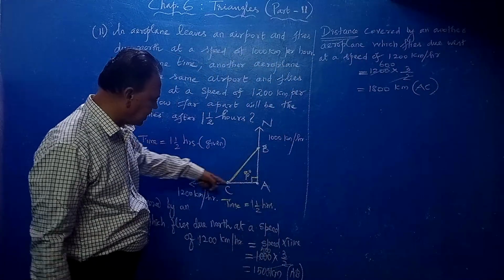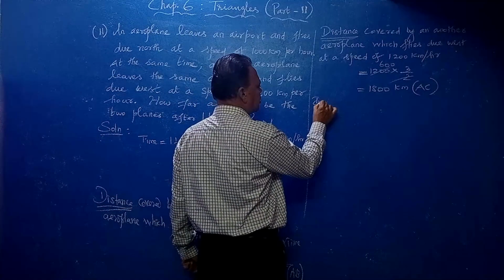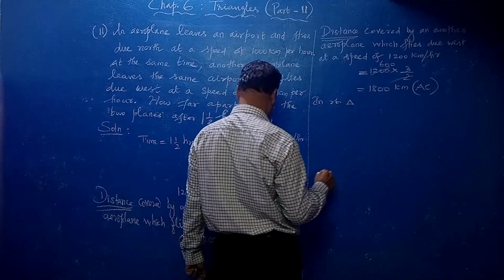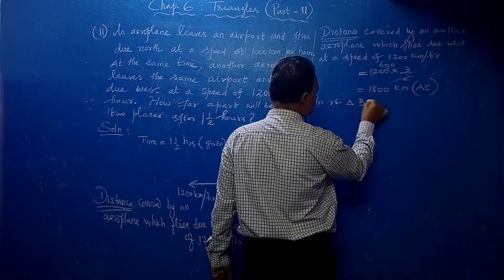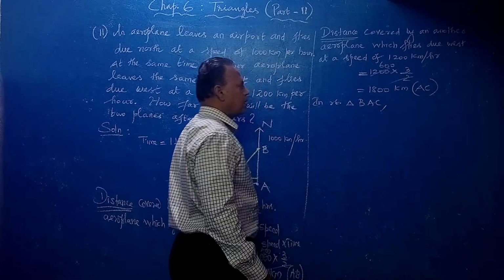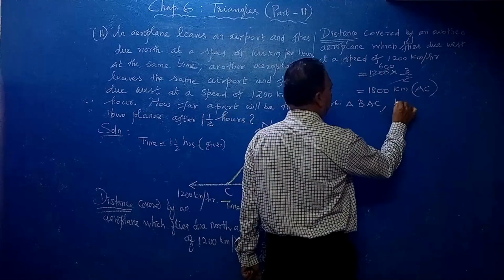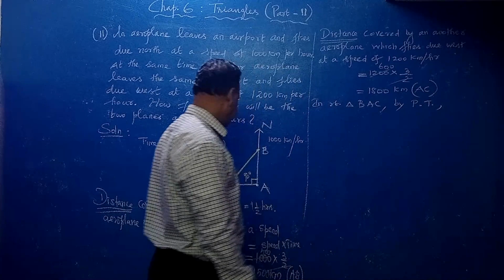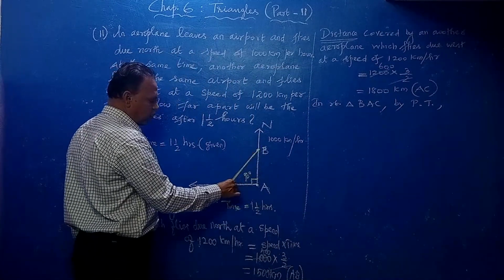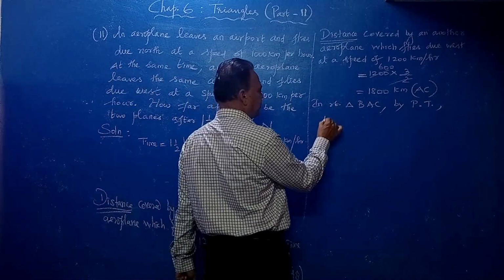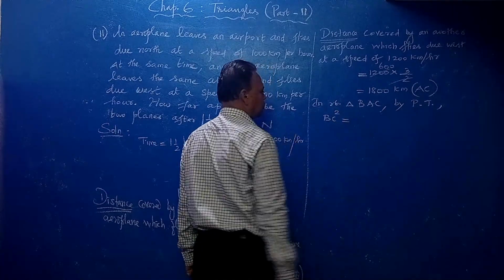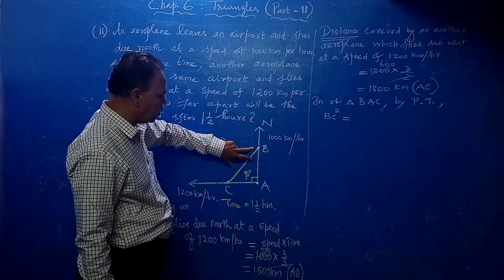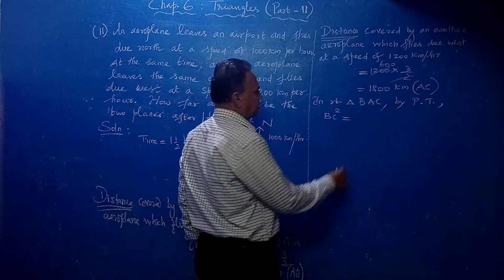Now take the right triangle ABC. By Pythagoras theorem, what can you write? BC square equals, that is what we need, BC is nothing but the distance between the two aeroplanes. BC square equals AB square plus AC square.